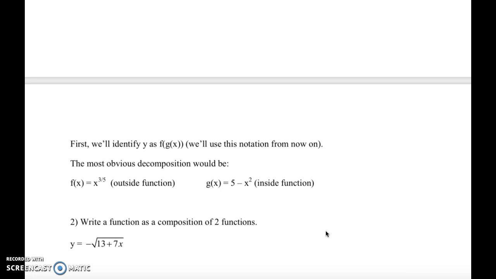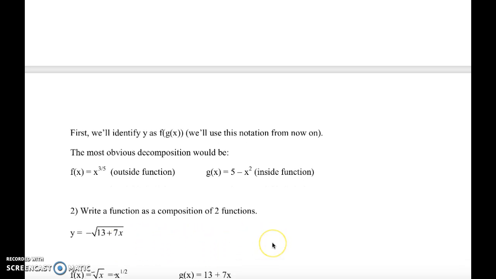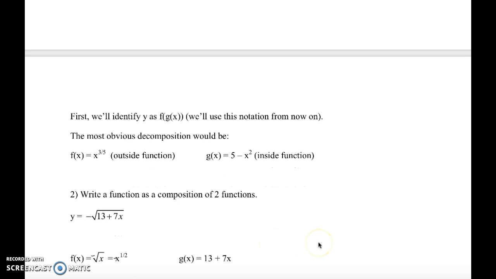And again, it's usually a good idea to have one function be your inside and one function be the outer version. All right. In this case, I'm going to consider this inside piece to be my g of x, because I'm writing it as f of g of x. And then my outer portion to be this negative square root of x. I can also call it negative x to the 1/2 power. It doesn't matter. And this would be my composite function.